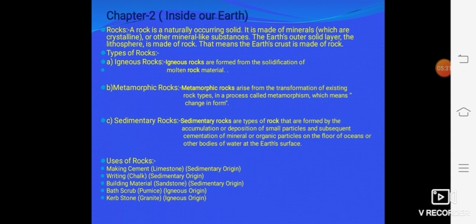Next topic is rocks. A rock is a naturally occurring solid mass or aggregate of minerals. It is categorized by the minerals included, its chemical composition and the way in which it is formed. Rocks are usually grouped into three main groups: igneous rocks, metamorphic rocks, and sedimentary rocks. Rocks form the Earth's outer solid layer, the crust.